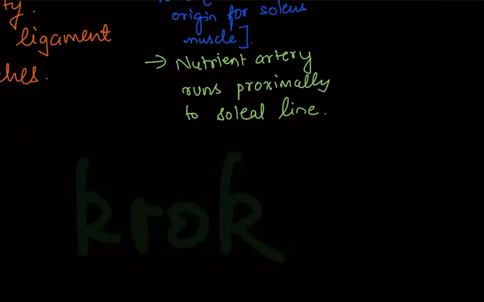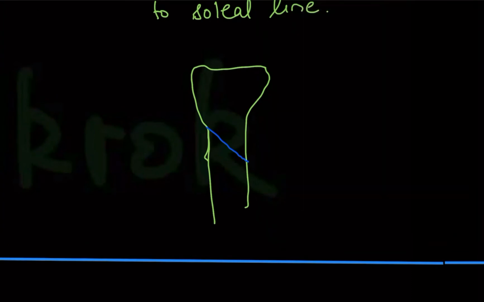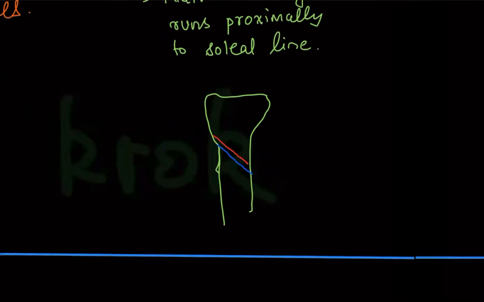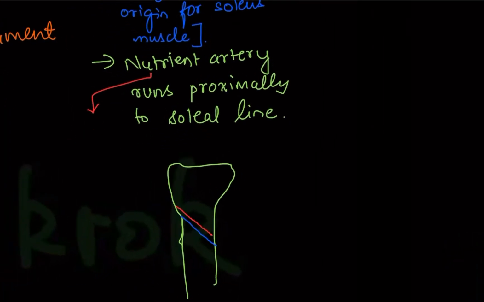That means if this is the tibia bone and I am looking from the proximal side, this is the shaft of the tibia, right? I'll draw this soleal line now. Suppose this is the soleal line. Now this nutrient artery will run over here, proximally. Proximal means more towards the trunk side, so it will run above. Now what is this nutrient artery that runs above the soleal line? It is the artery which gives the blood supply to the bone marrow. So write down, it supplies blood to bone marrow.